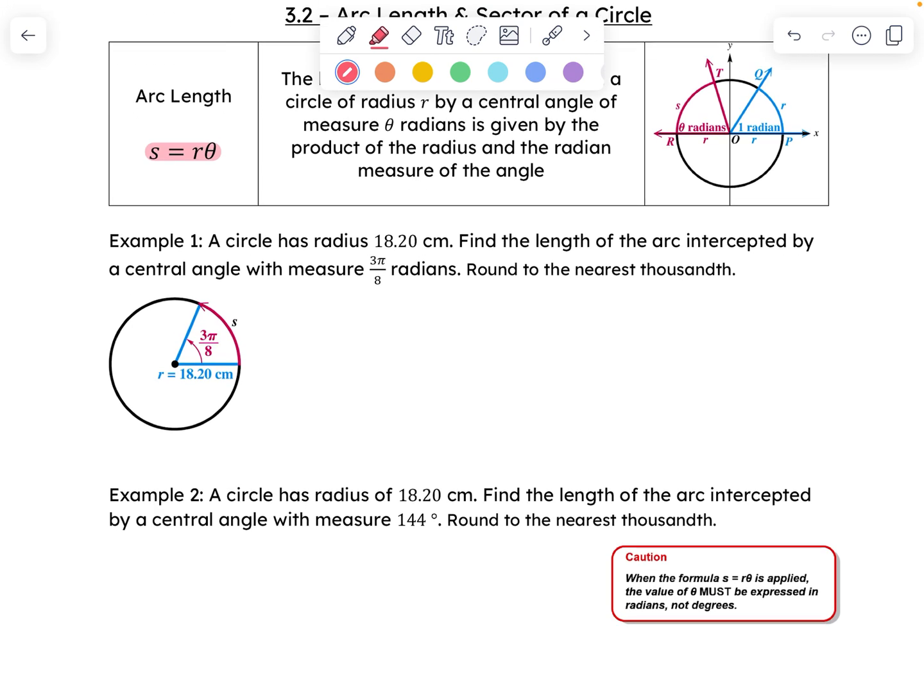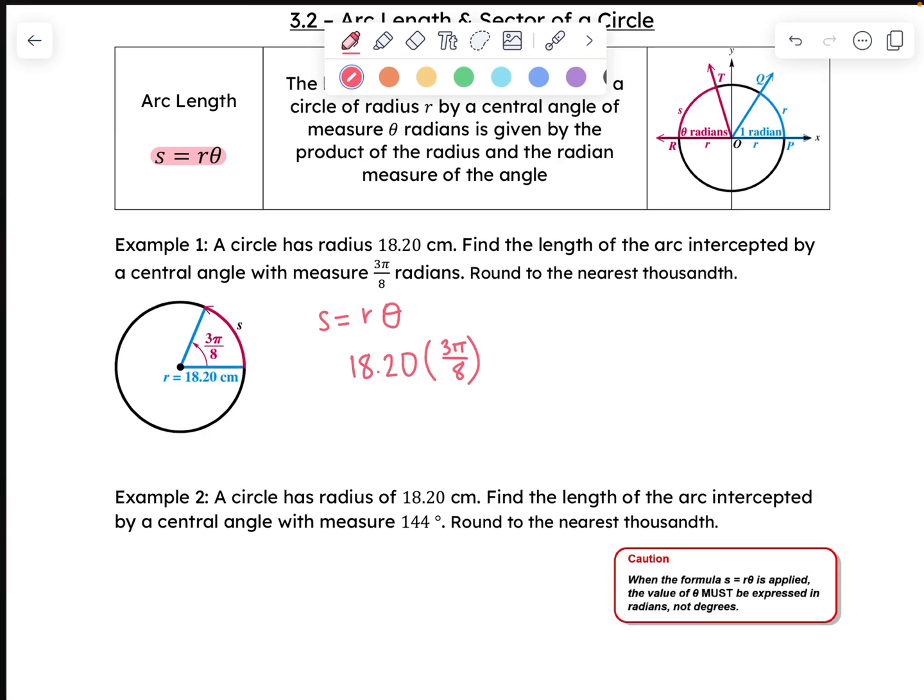Example 1 says a circle has a radius of 18.2 centimeters. Find the length of the arc intercepted by a central angle with measure 3 pi over 8 radians. And then it says round to the nearest thousandth. So if I'm looking at my formula, it would be S is equal to R theta. Our radius here is 18.20. Then our theta is the 3 pi over 8.